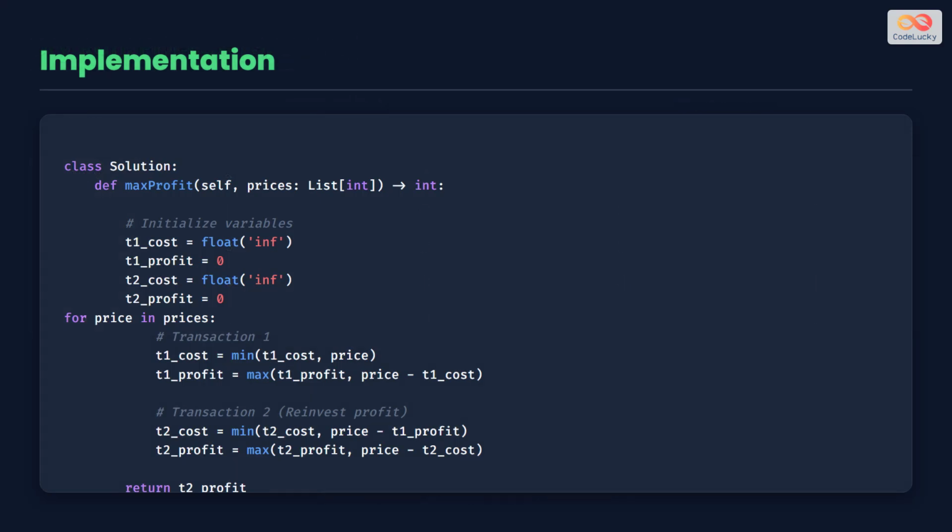Here is the code implementation. We initialize our buy costs to infinity and profits to 0. We iterate through the price list exactly once. Inside the loop, we update our 4 variables in order. Notice how compact this logic is. It solves a hard problem in just a few lines of code.